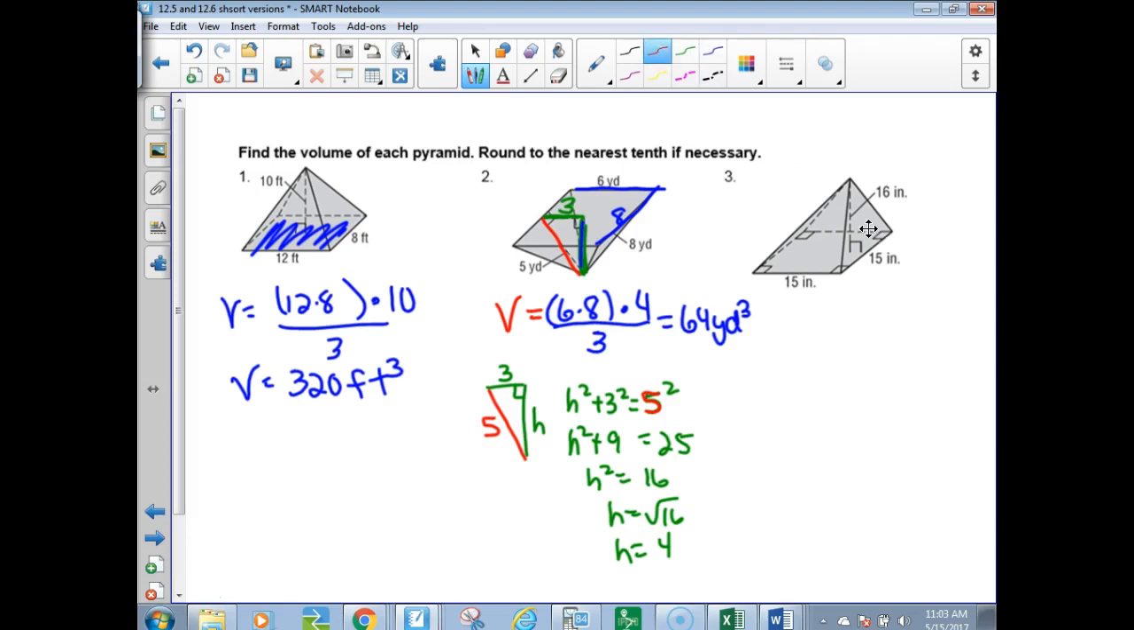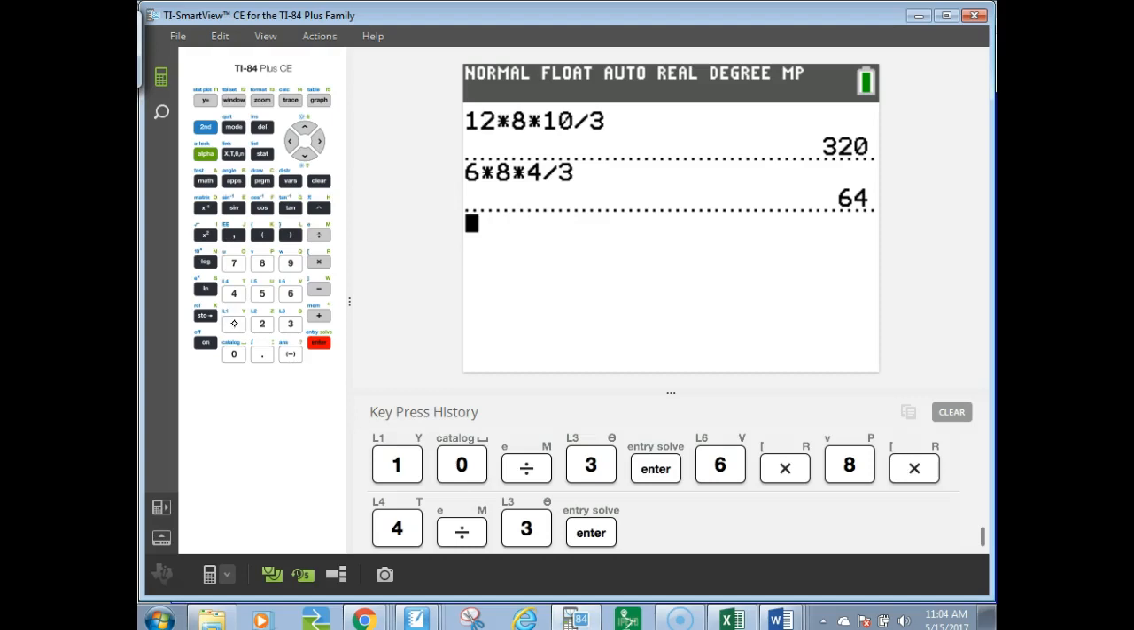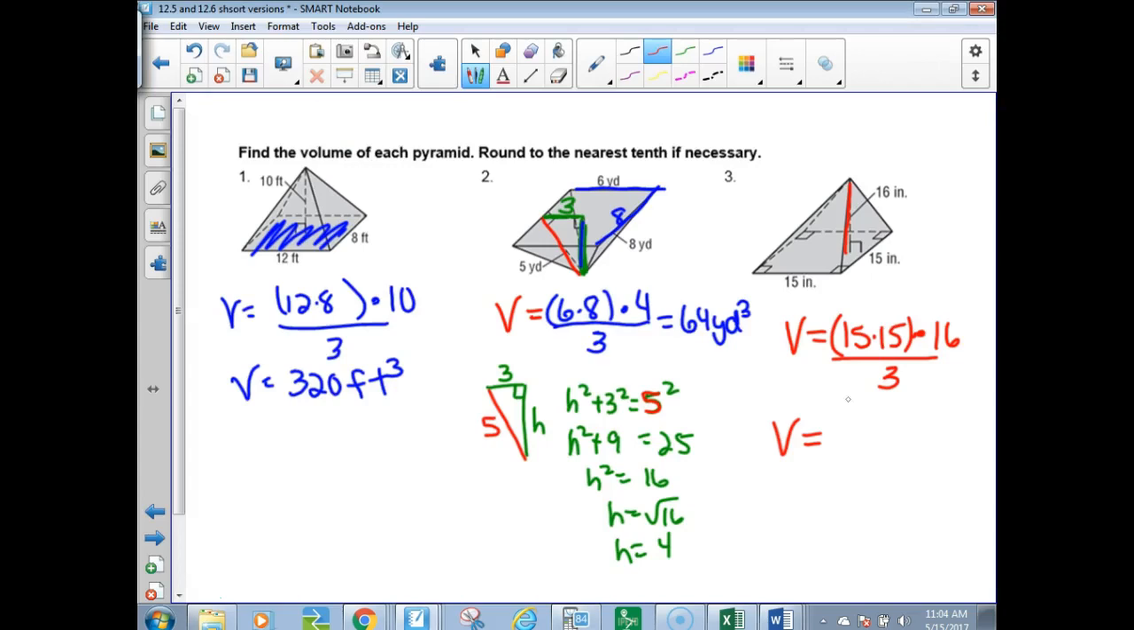Now, number 3 is all set to go because the height is on the interior and it's just an oblique pyramid. It doesn't matter that it's tilted a little. You still do the problem the same way. 15 times 15, that's the area of your base, times your height of 16, and divide by 3. It doesn't have to be in the center if it's oblique, as long as it's going down to the base, perpendicular to the base. Wherever the tallness is, that's from the peak straight down to the base at a right angle. Then you know you have the height. All right, 15 times 15 times 16 divided by 3. All right, 1200, cubic inches.